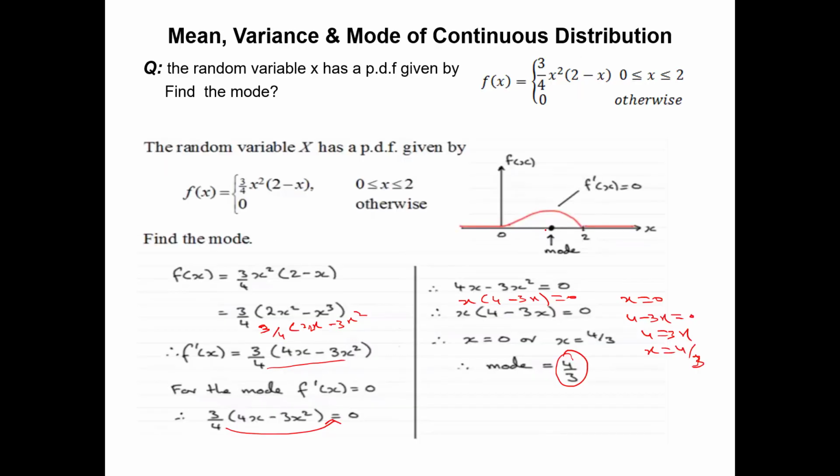So I think it's enough for today. In this lecture I just discussed how you will calculate mean, variance and mode of a continuous distribution. In the next lecture I will discuss some more examples.